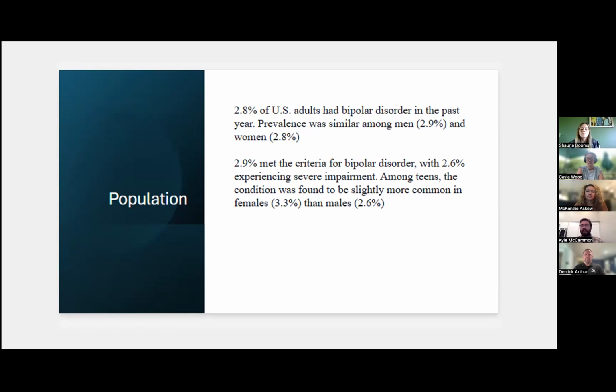2.8% of US adults have had bipolar disorder within the past year, with a similar prevalence between men and women, and 2.6% experiencing a severe impairment. Among teens, the condition was found to be slightly more common in females than in males.